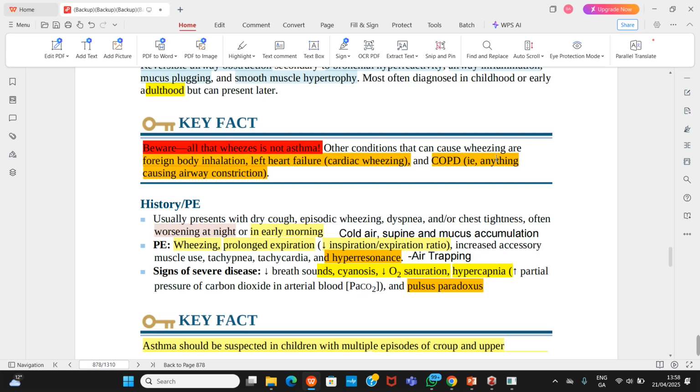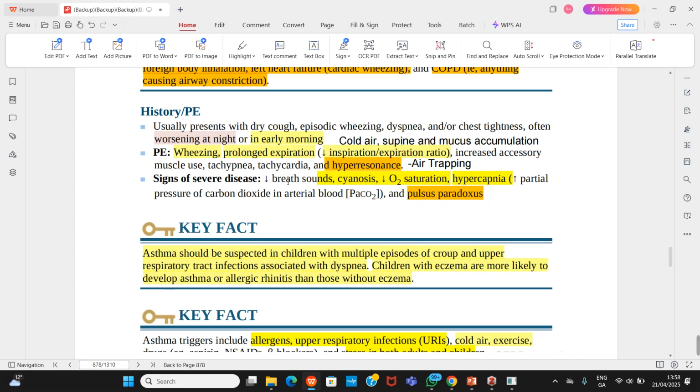Other things that can cause wheezing that is not asthma include foreign body inhalation. Somebody who has inhaled a foreign body can have wheezing. Somebody with cardiac failure can have cardiac wheezing. People with COPD can also have wheezing.